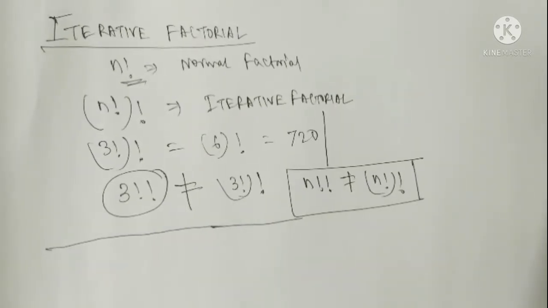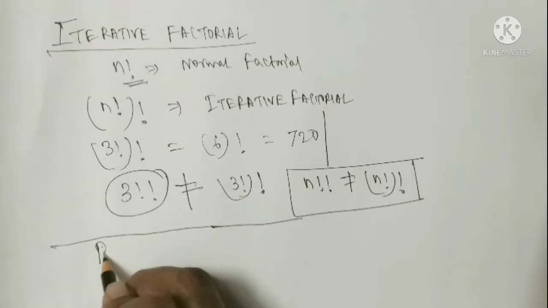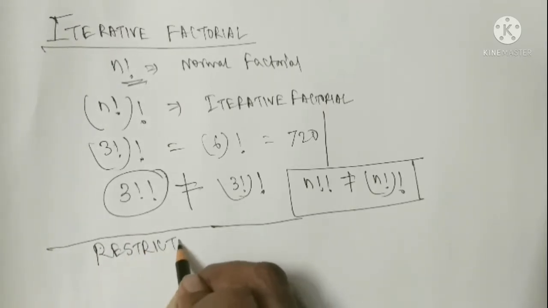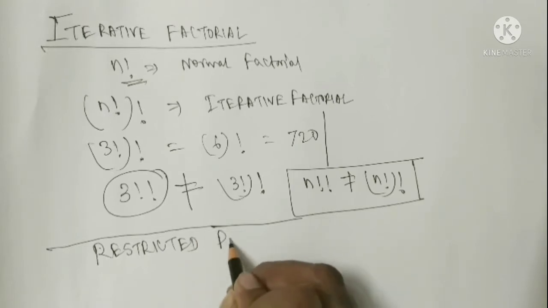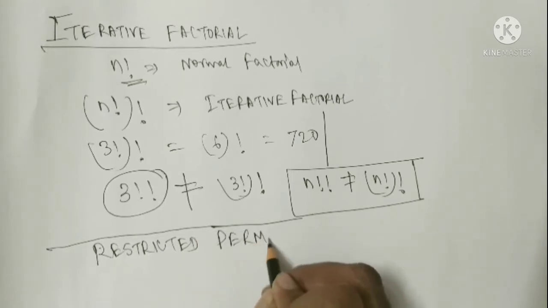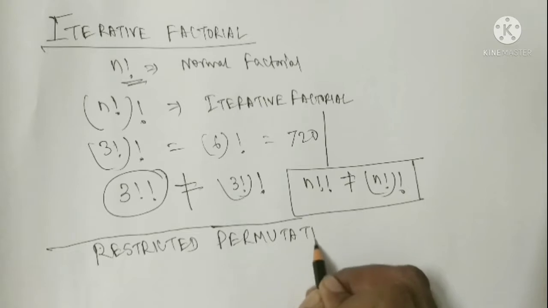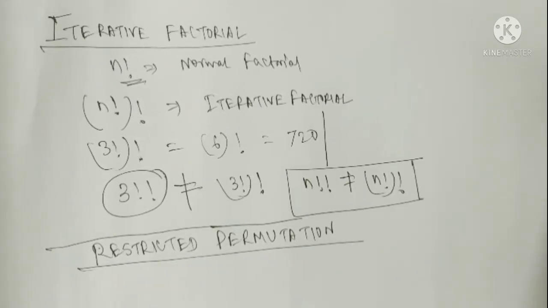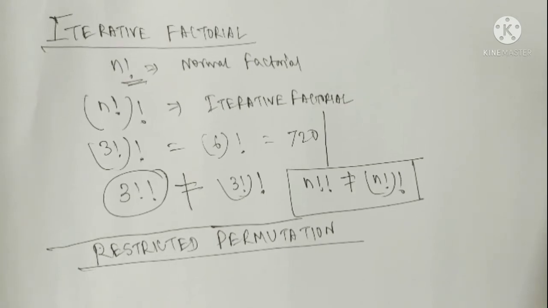Now we focus on the next topic, that is restricted permutation. From the name of this heading, it is clear that some restrictions are there, and on the basis of the restriction we apply the concept.